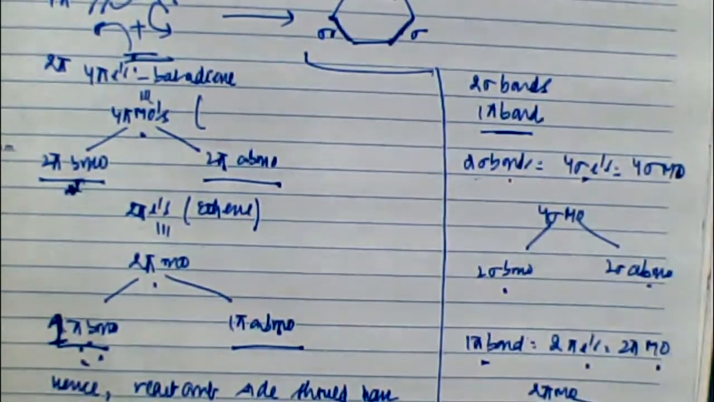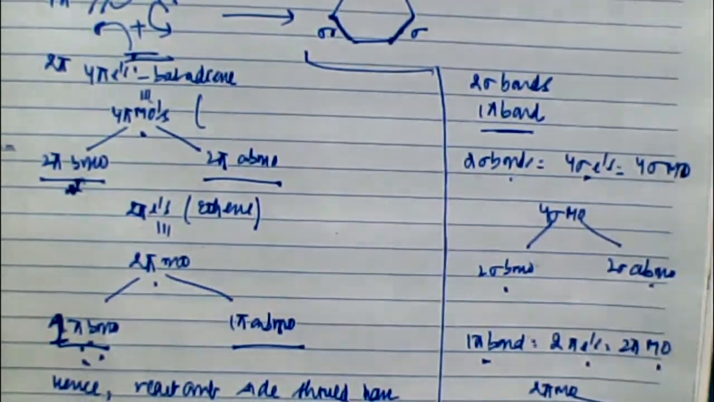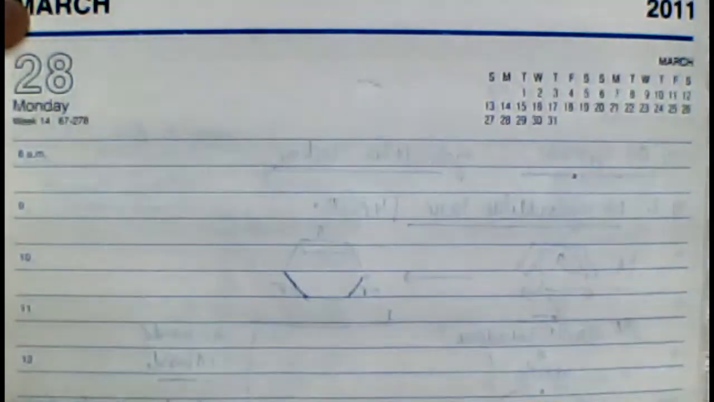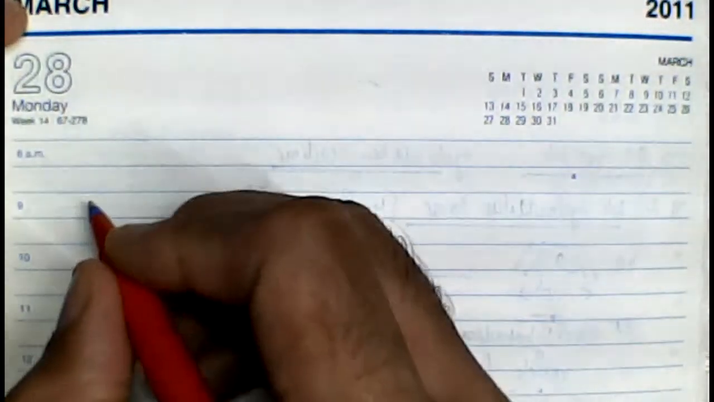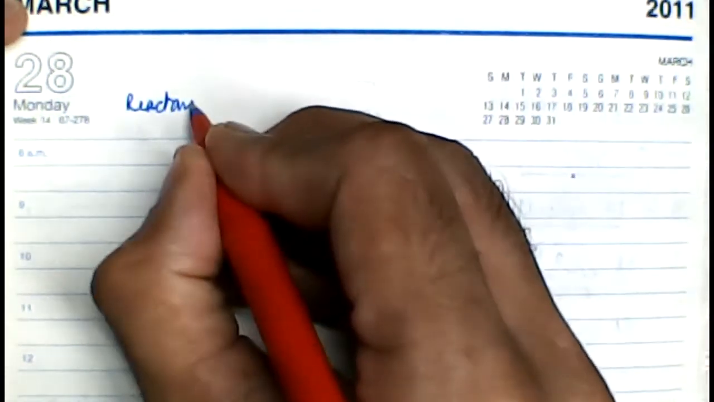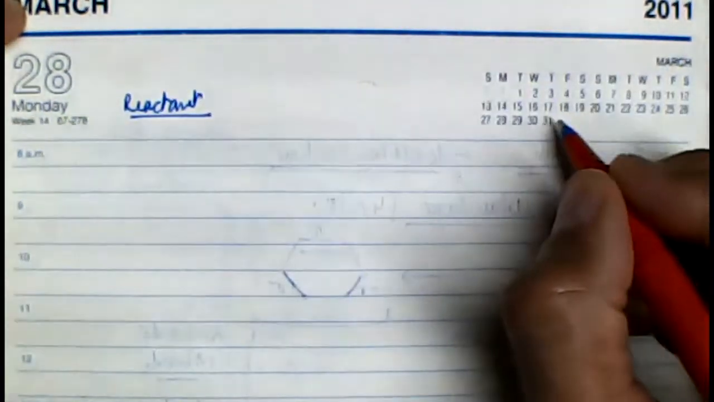Now the next step in the OCD approach is to draw the molecular orbitals. Let's draw the molecular orbitals. Right, we'll draw the reactant molecular orbitals and we'll draw the molecular orbitals corresponding to the product, first the reactant side and then towards the product side.